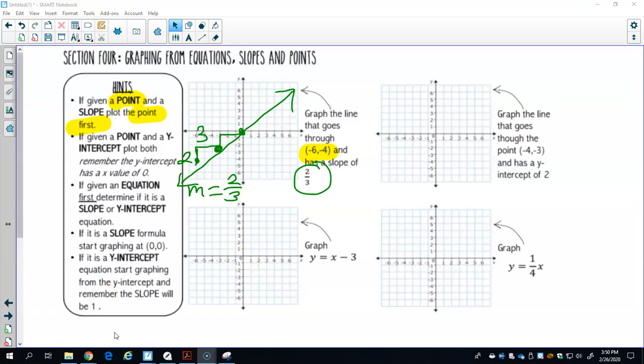Okay, so let's take a look at our next problem. We're going to graph a line that goes to the point. Again, this is a coordinate, (-4, -3). So I'm going to graph that point, (-4, -3), where they meet. I'm going to put a point.